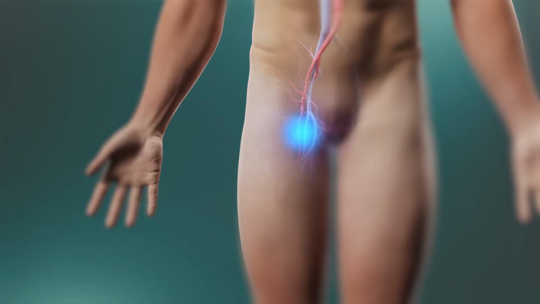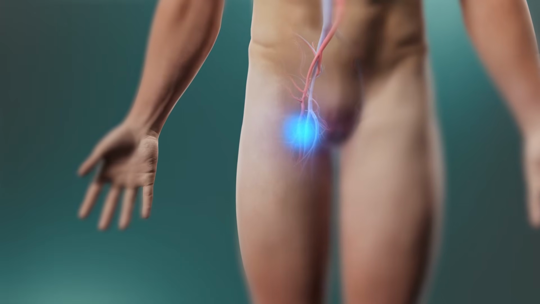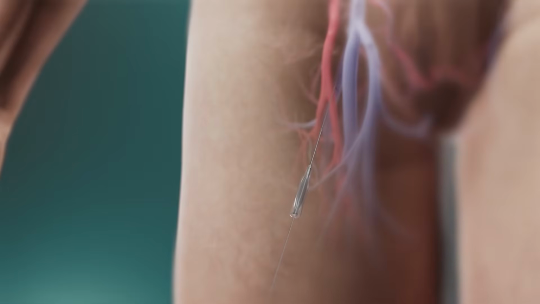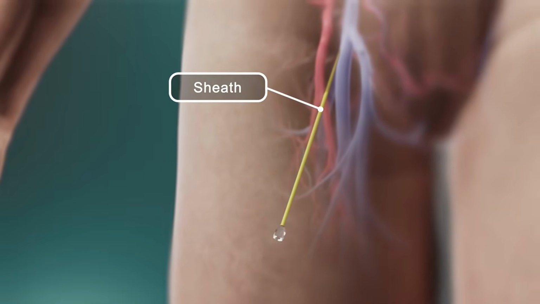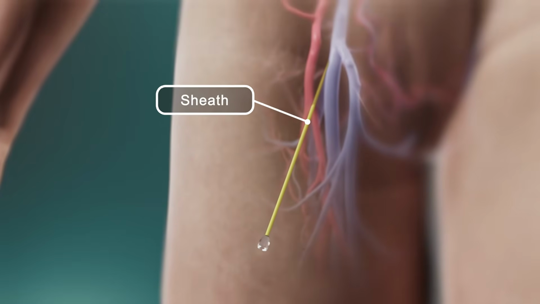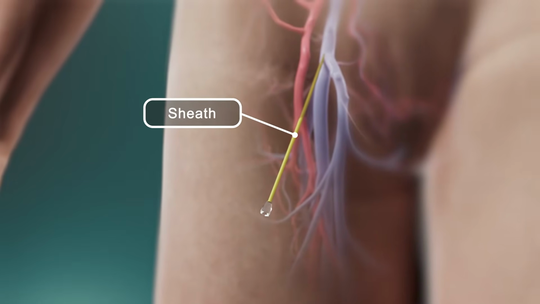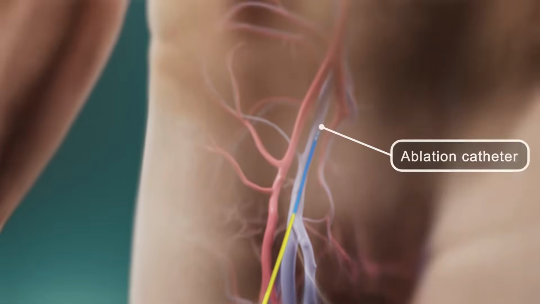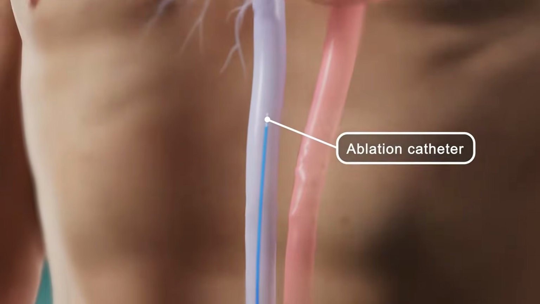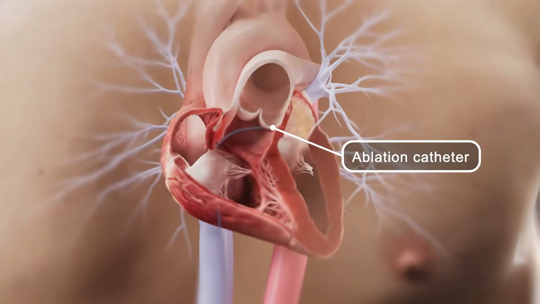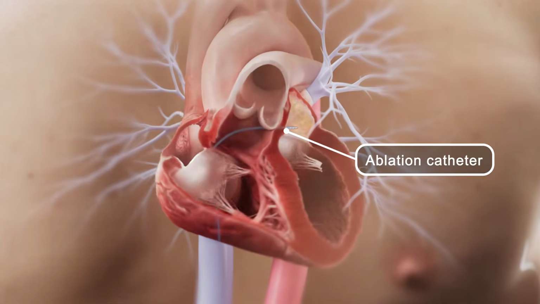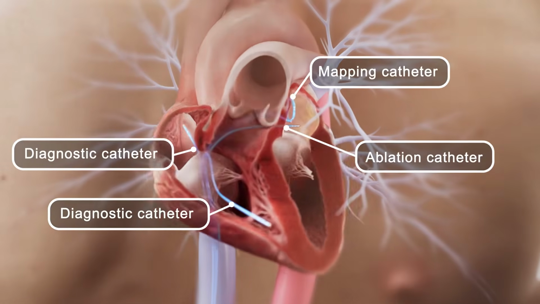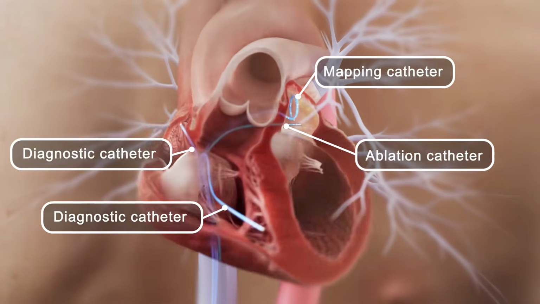A local anesthetic is used to numb the skin near your groin before the procedure begins. A small needle and thin tube, called a sheath, are inserted into a blood vessel in this area. A flexible tube, called a catheter, is inserted through the sheath and into your blood vessel, then carefully guided up to your heart. Before ablation, your heart's electrical system will be mapped using specialized catheters to identify the areas of your heart that need to be treated.